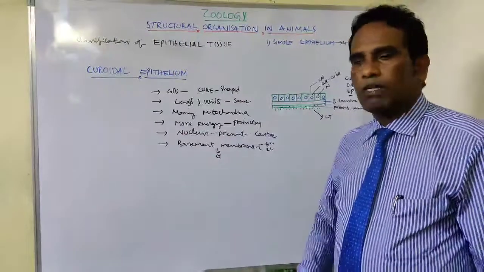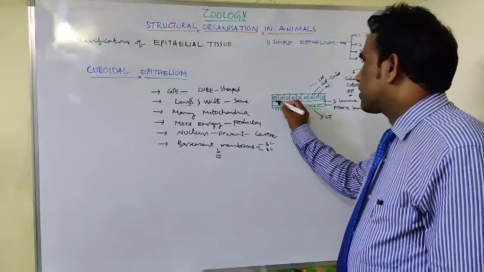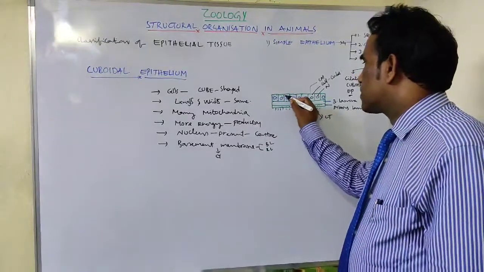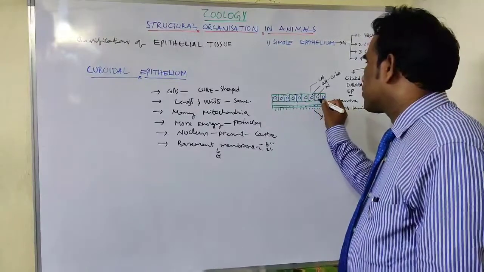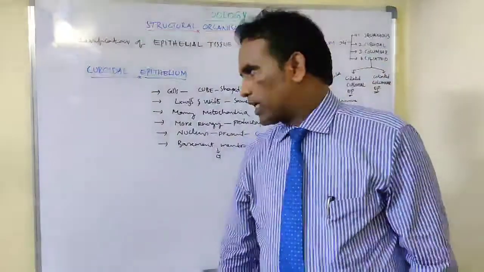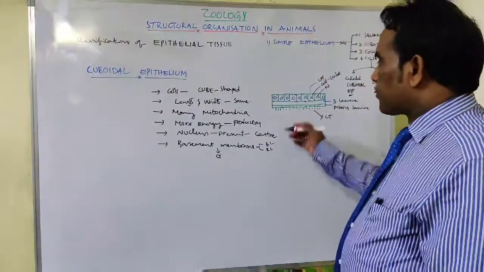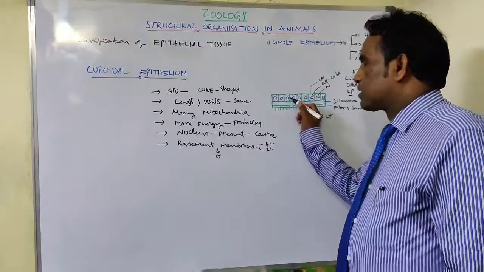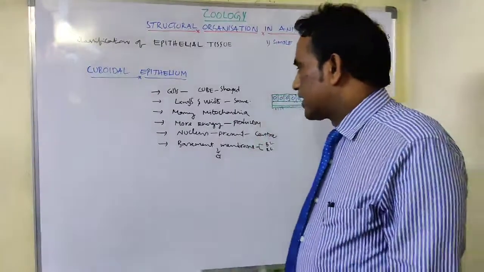It's lying upon the basement membrane. Many mitochondria are present inside the cytoplasm around the cell. There is fluid in the cytoplasm. The cytoplasm contains a large number of mitochondria, so more energy is produced during cellular respiration. The nucleus is present in the center of the cell, and then the basement membrane, as we said.